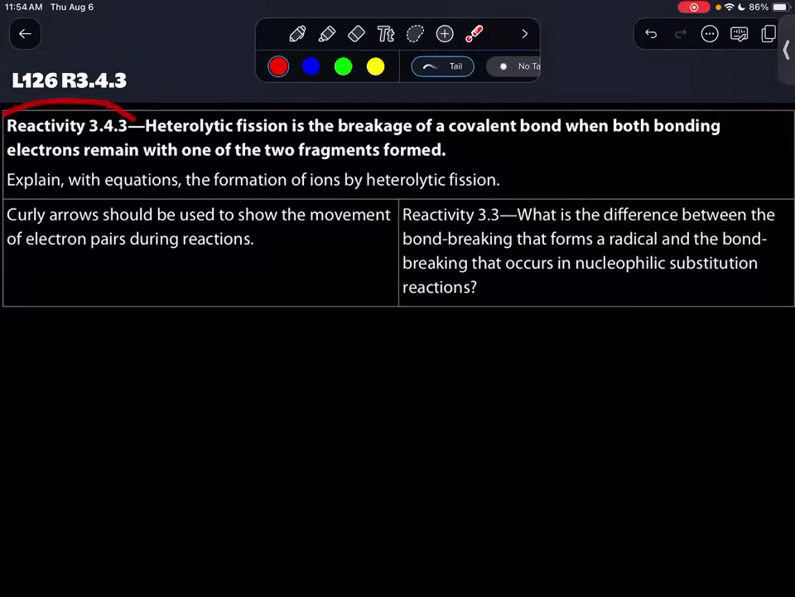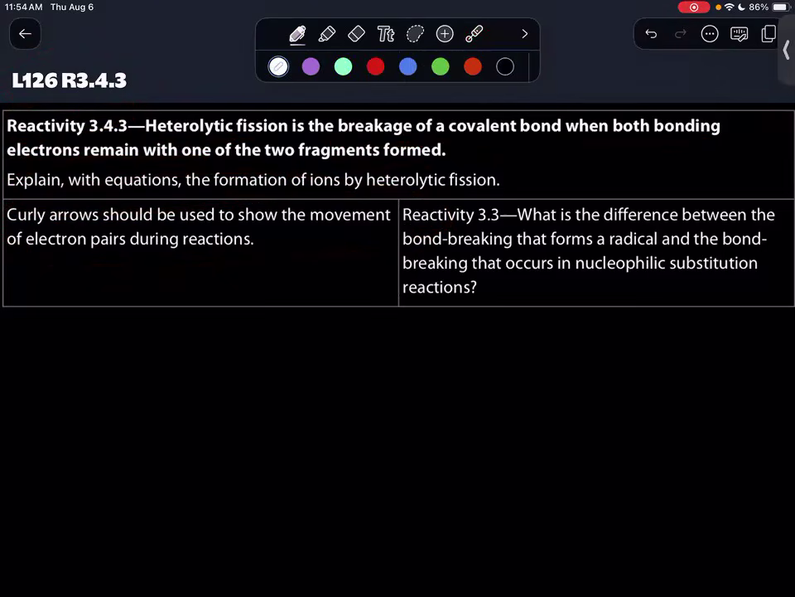Today we're going over reactivity 3.4.3. We will be discussing heterolytic fission as the breakage of a covalent bond when both bonding electrons remain with one of the two fragments formed. So we're going to use some equations as well to demonstrate heterolytic fission. We're going to use curly arrows showing the movement of electrons, such as those in reaction mechanisms.